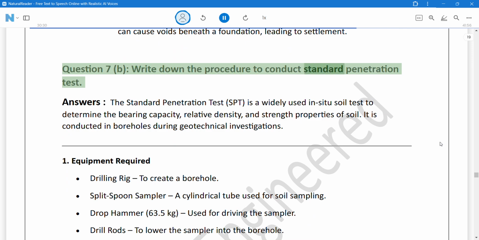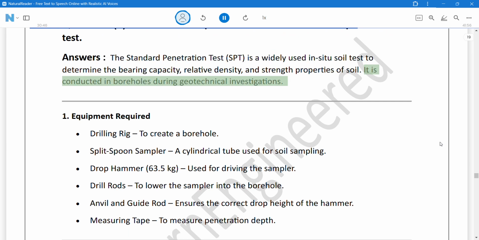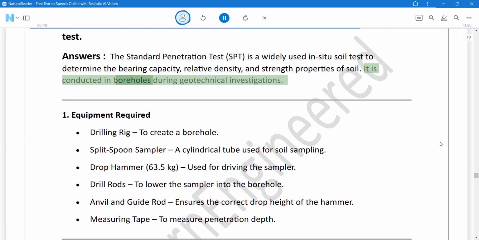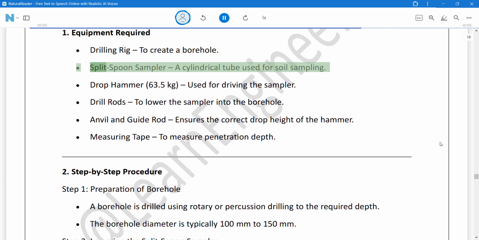Question 7. Write down the procedure to conduct standard penetration test. Answers. The standard penetration test is a widely used in situ soil test to determine the bearing capacity, relative density, and strength properties of soil. It is conducted in boreholes during geotechnical investigations. 1. Equipment required: drilling rig, to create a borehole.